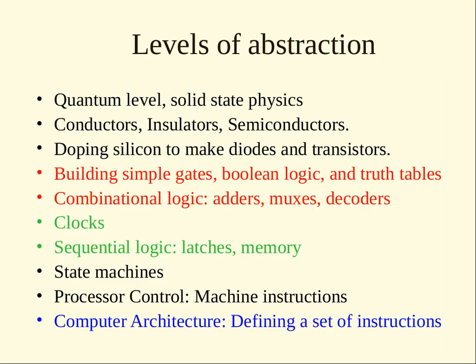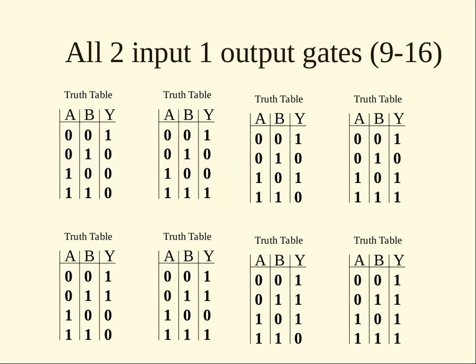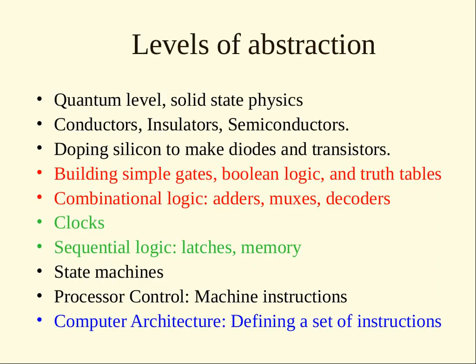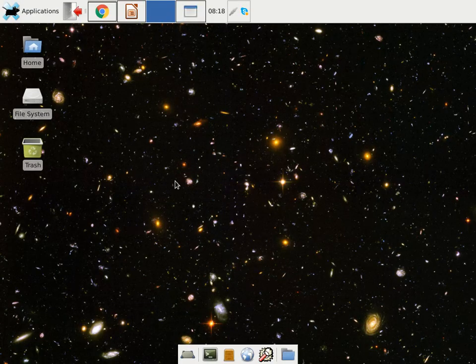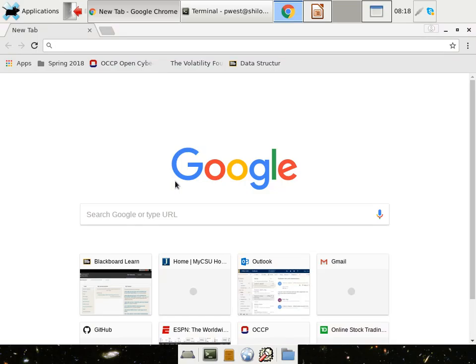All right. How are we doing here? Any questions so far about the gates? All right. So we have talked about quantum level conductors, doping, building, and we just talked about building gates. So I'm going to go ahead and pause the video, and we're going to stop here and go talk about Verilog because I think we're ready for it. So we can do our lab.